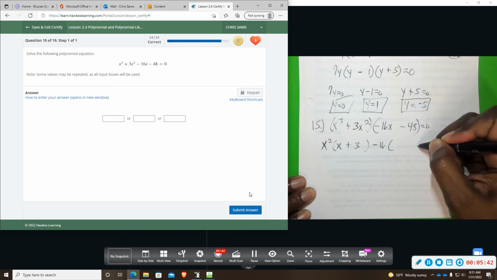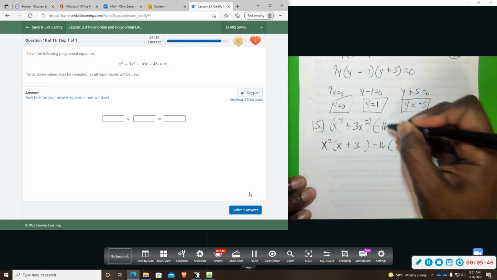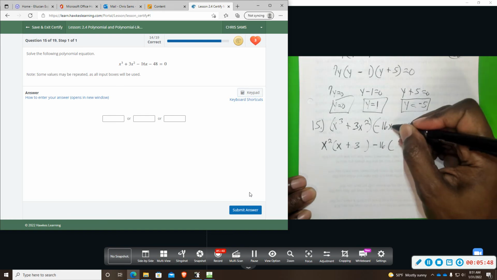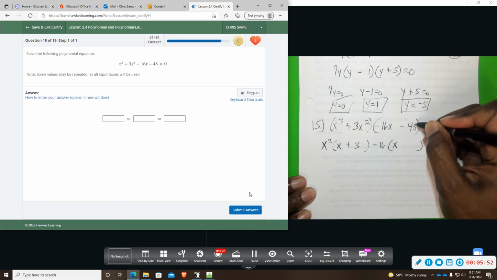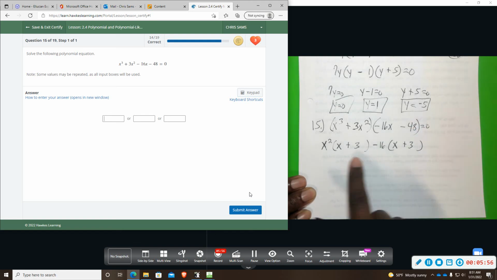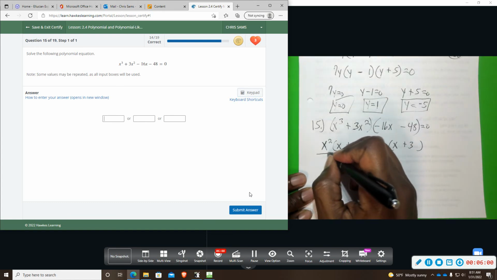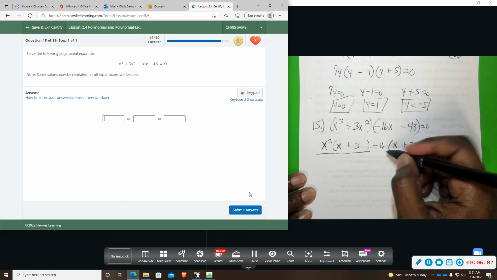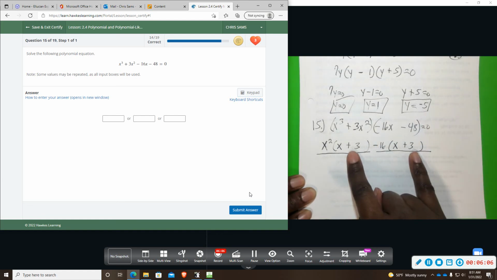I'm going to factor out a negative 16 on both terms. So basically you're dividing by negative 16, and negative 16 divided by negative 16 is 1, and we'll just have that x left. And then negative 48 divided by negative 16 is going to give us a positive 3. And see, there we have it. Both terms are the same. So I'm looking at this as a term and then this as a term. These two, what they have in common is the x plus 3.